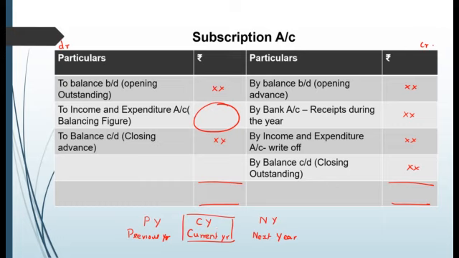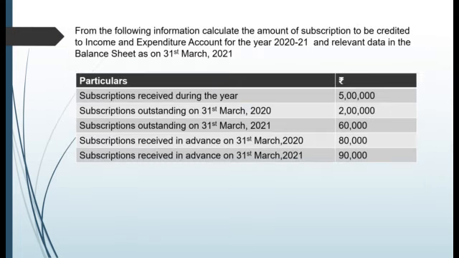So to get this amount, you would have the total amount that has been received during the year. So what you're supposed to do is, whatever is related to previous year, you have to eliminate. Whatever is related to current year, you have to include. And whatever is related to next year, you have to eliminate. So that would leave you with the subscription income of the current year. So I hope the concept is now clear. Now we will solve a question and understand the same.